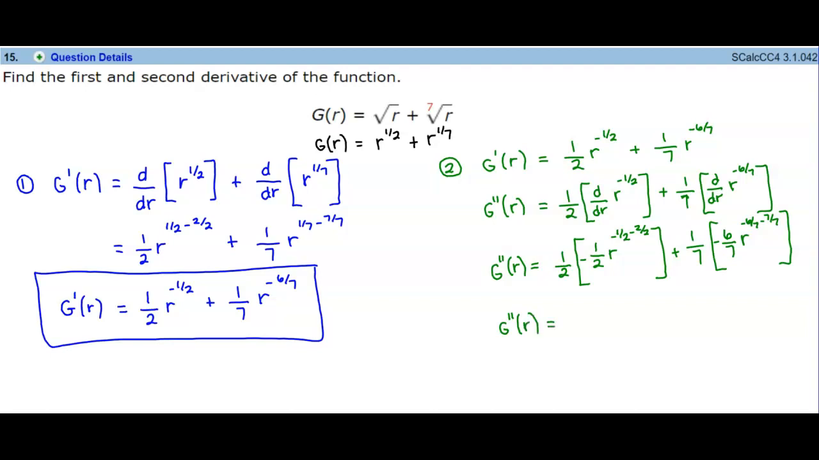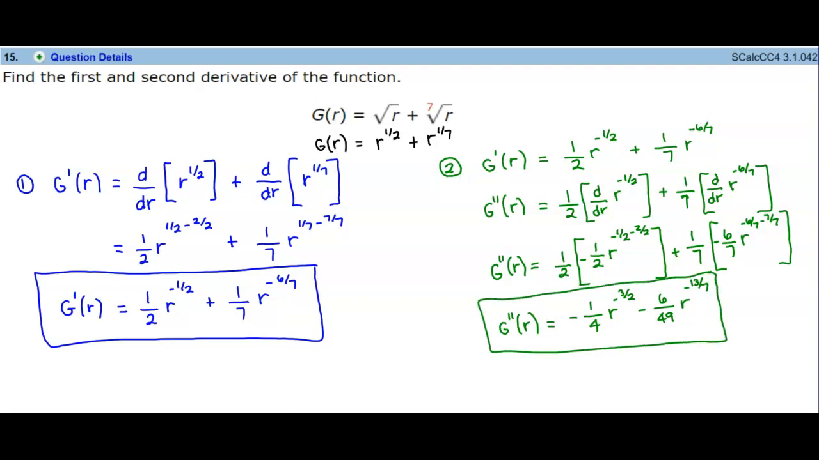We know that 1/2 times negative 1/2 is going to give us negative 1/4. And this is going to be r to the negative 3/2. And then plus 1/7 times negative 6/7 is going to be negative 6/49. And then that's going to be r to the negative 6/7 minus 7/7, which is negative 13/7. And so therefore, this is going to represent the second derivative of that function.